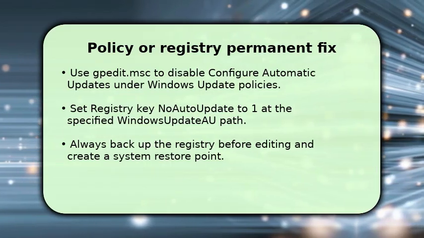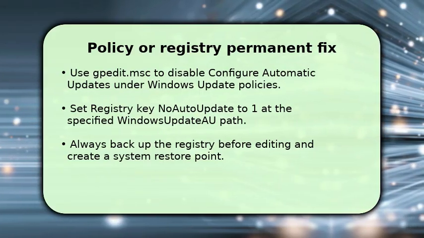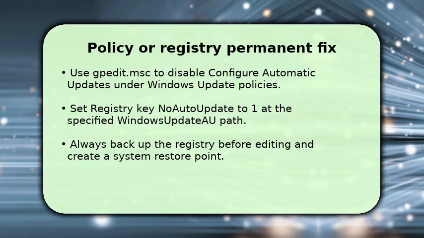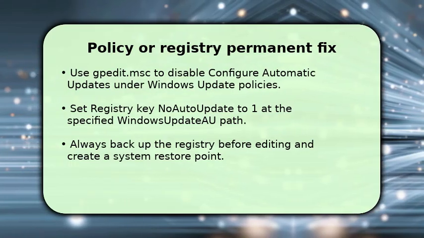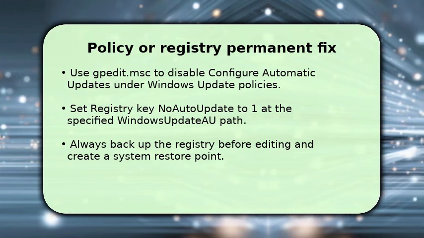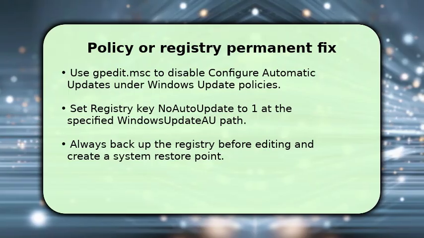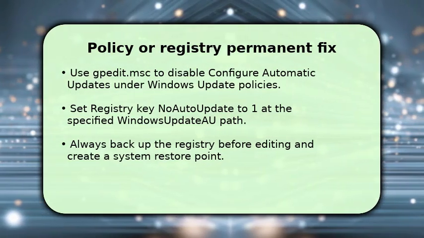Alternatively, open Registry Editor and go to HKEY_LOCAL_MACHINE/Software/Policies/Microsoft/Windows/WindowsUpdate/AU. Create or set NoAutoUpdate as a DWORD value to 1 to disable updates at the registry level. Back up the registry and create a restore point before making changes.